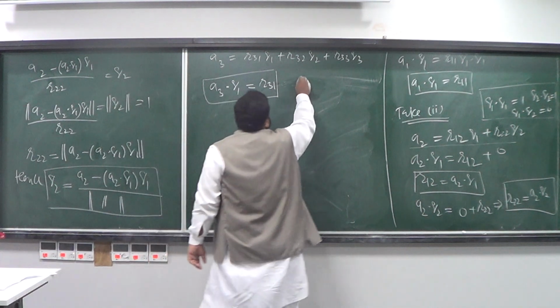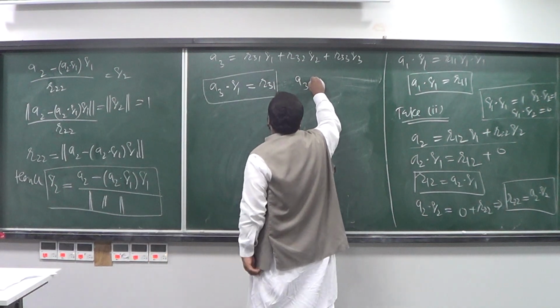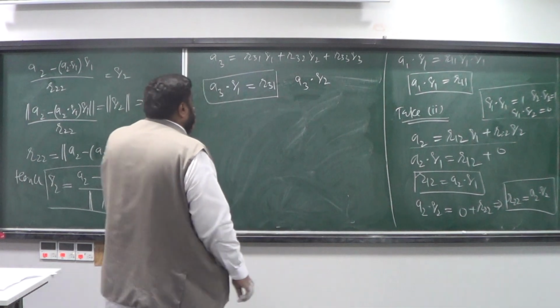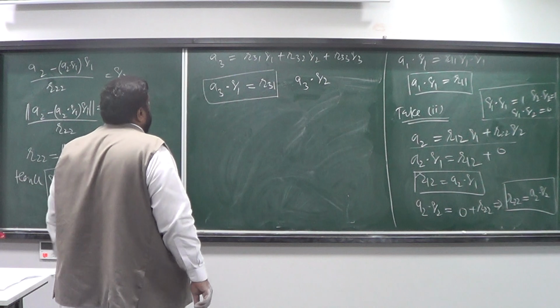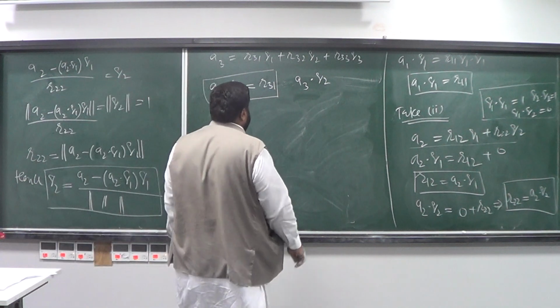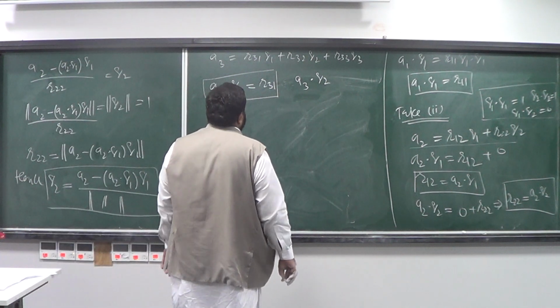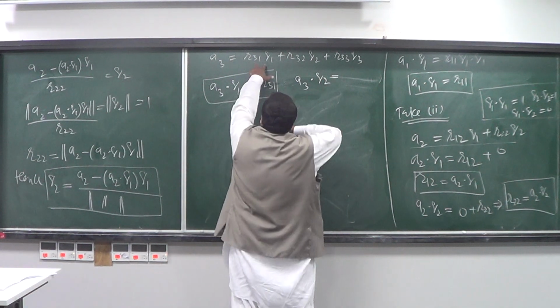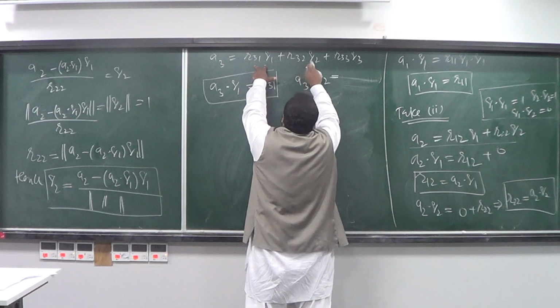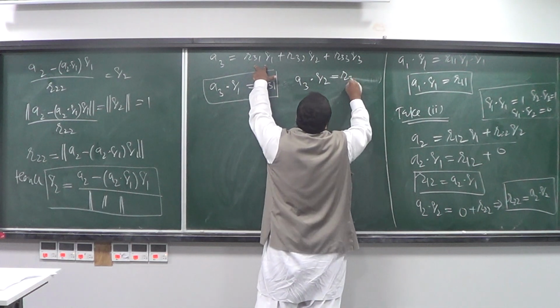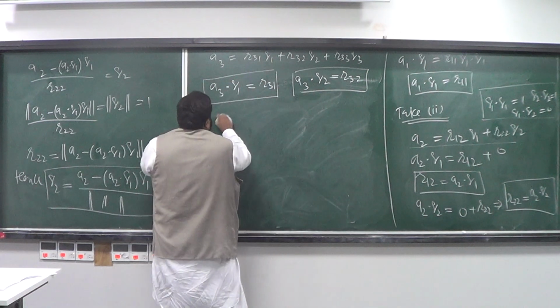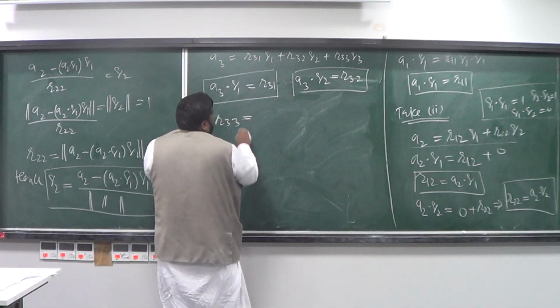If you take the dot product of A3 with, say, Q2, then you're going to get what? This will go away, this would be equal to 1, and you're going to get R32. So this is the expression for R32. And similarly, you can get an expression for R33.